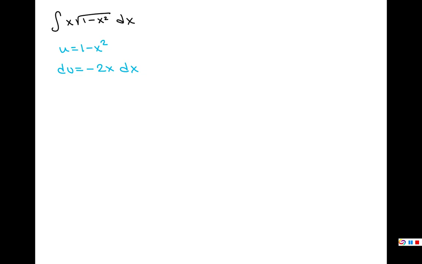Once I pick the u, I'm going to compute my du. The derivative of 1 minus x squared is negative 2x, and then we tack on a dx. Now I'm going to see if I can get this integral written in terms of u only. So I'm going to take the expression for du, and I'm going to solve it for dx. I can do this by dividing both sides by negative 2x.